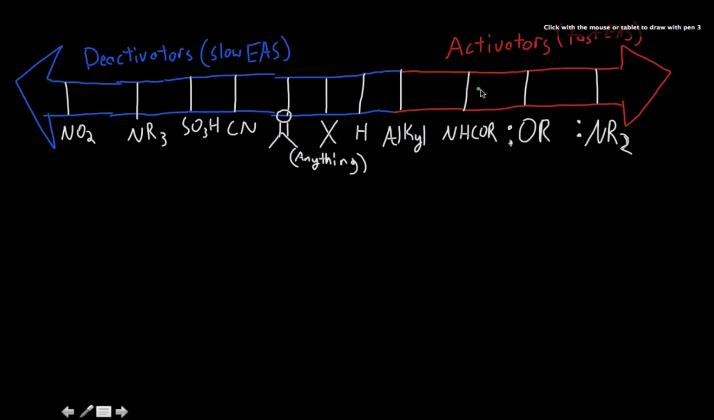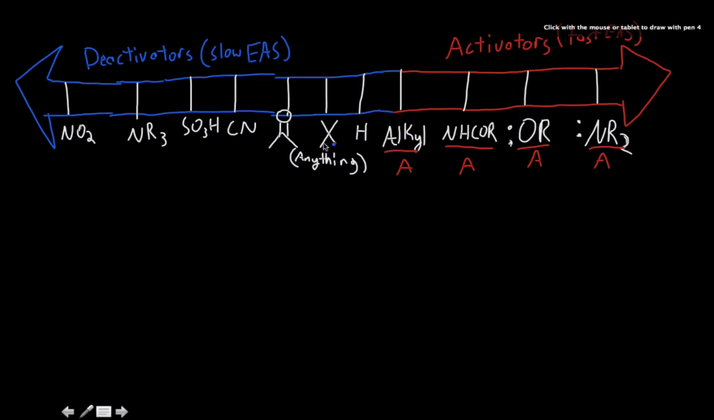If I had a purple color, I would make these two purple. But I'll go ahead and just relabel each and every one of these as either an activator or a deactivator, just to drive home that point. So NR2, activator. OR, activator. NHCOR, that's an activator. Alkyl groups are activators. Hydrogens are completely neutral. They're neither activating nor deactivating.